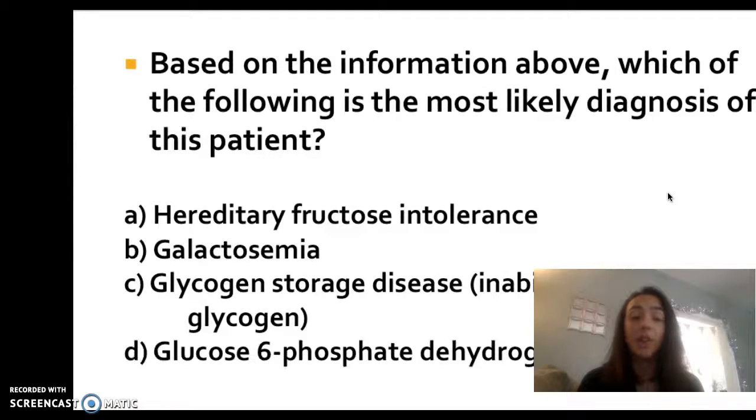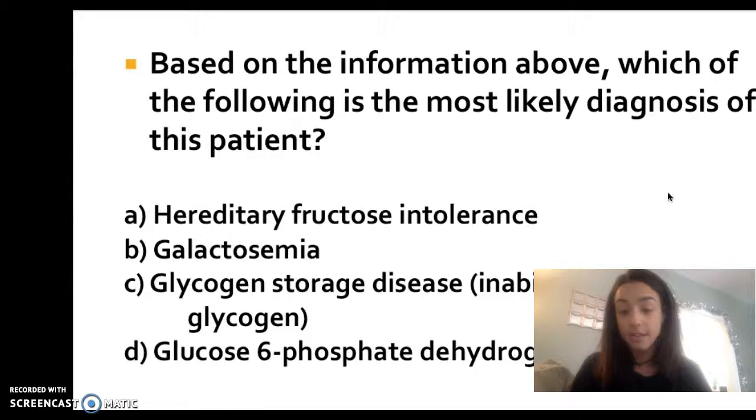So the question following this case is: based on the information above, which of the following is most likely the diagnosis of the patient? So we have A, hereditary fructose intolerance, B, galactosemia, C, glycogen storage disease, which is the inability to use glycogen, and D, glucose 6-phosphate dehydrogenase deficiency.